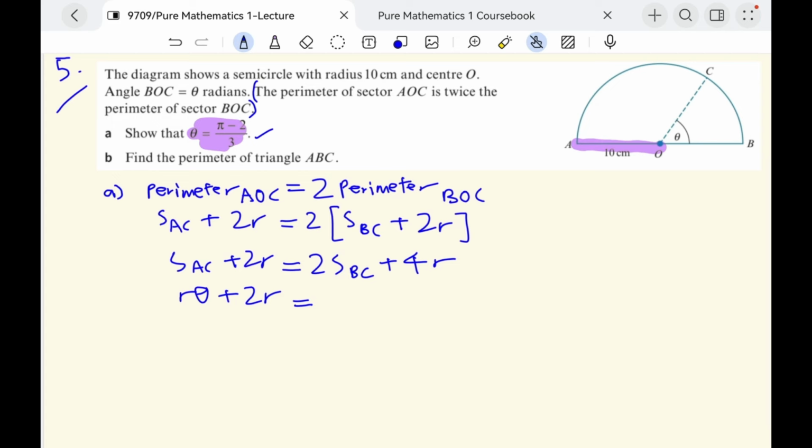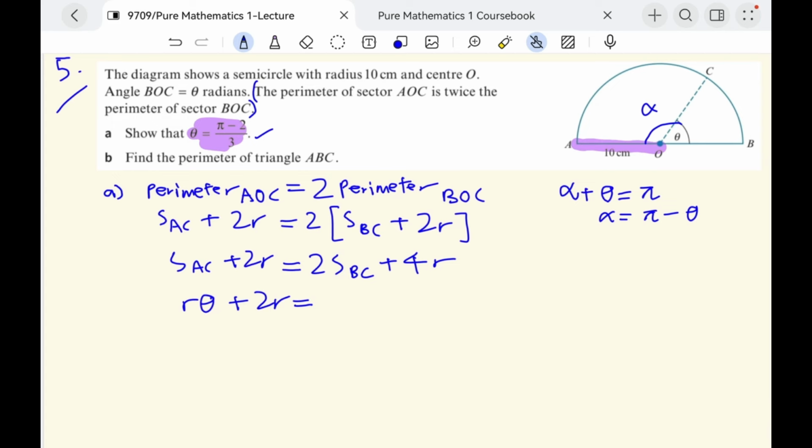Okay. So as you know, this angle I label as alpha. So alpha plus theta equals 180 degree, which is pi. So therefore your alpha is pi minus theta. Okay, so use this relationship to substitute away the alpha. So what is the arc length of the AC? It is r theta.